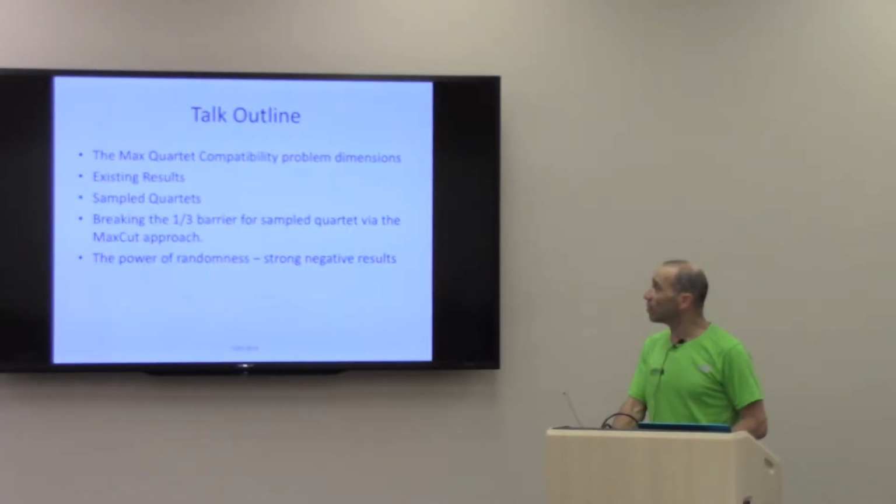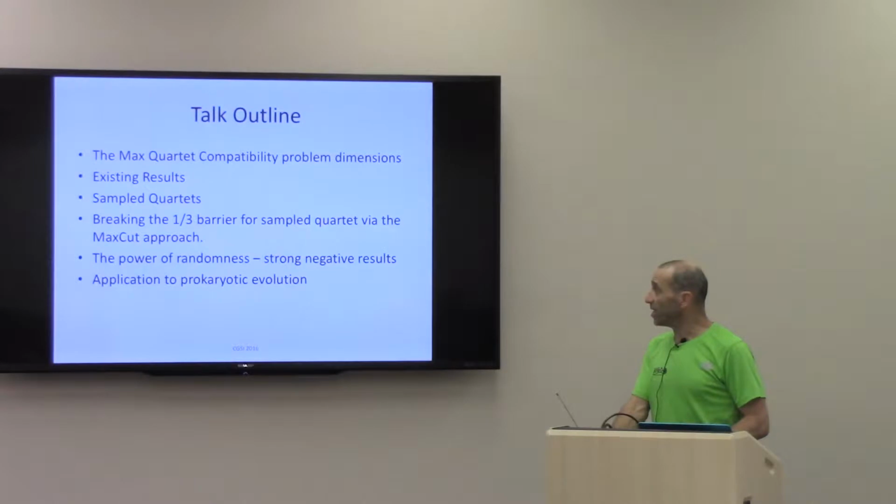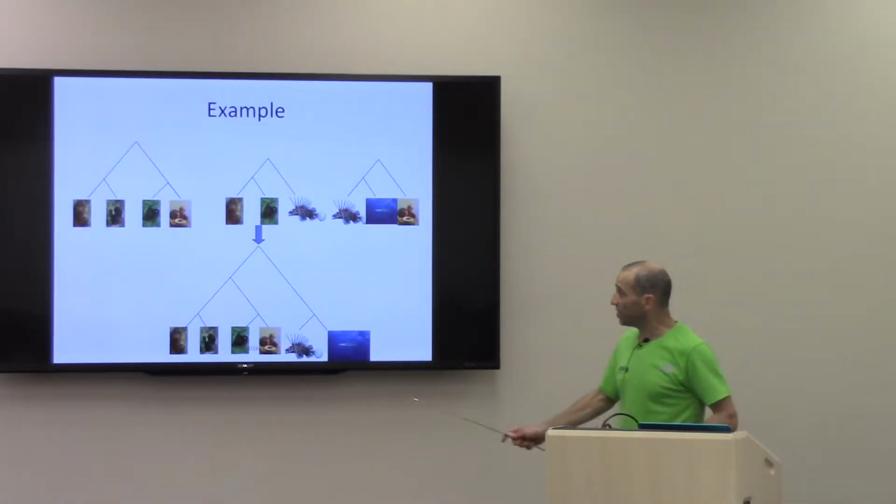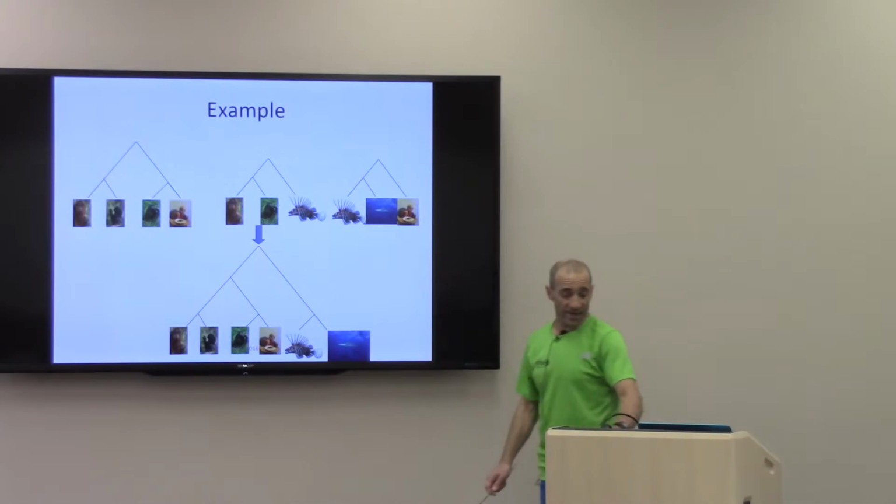Then we move to the power of randomness, and we show a strong negative result. And we end with application to prokaryotic evolution. This is the example we saw yesterday, how we take several sources of conflicting or non-conflicting evolutionary history, and we merge them into one unifying history.